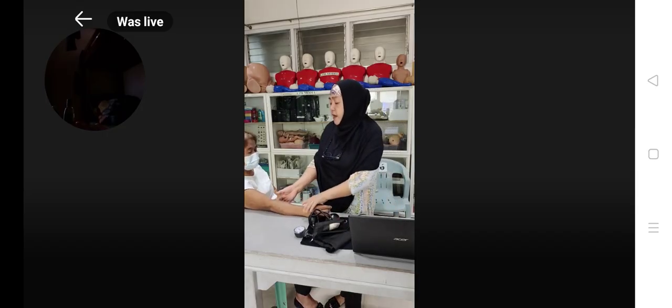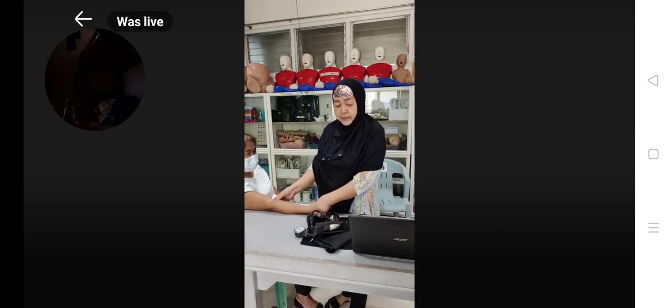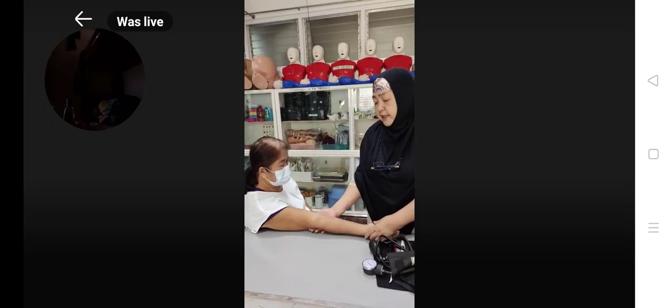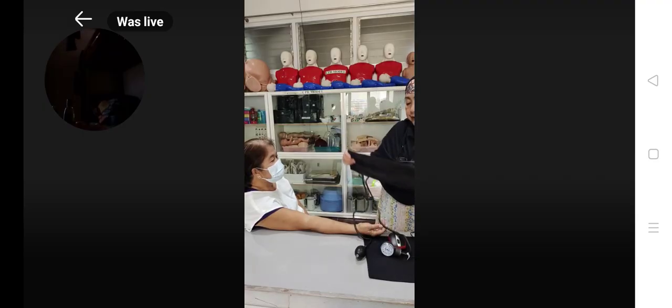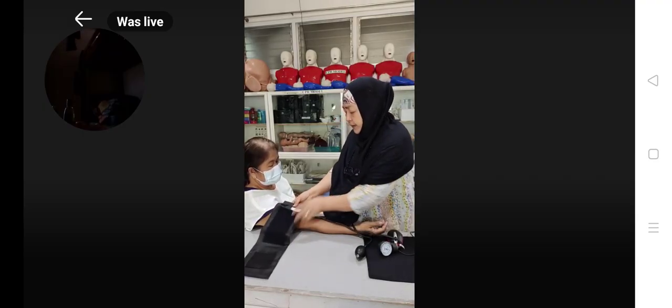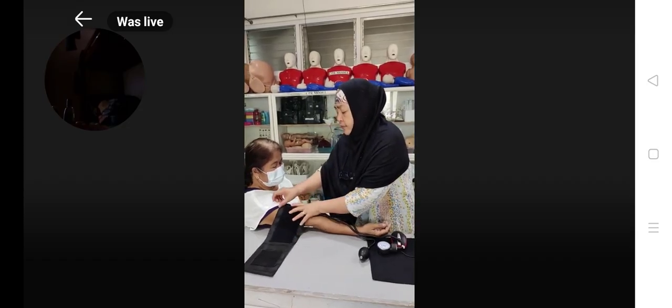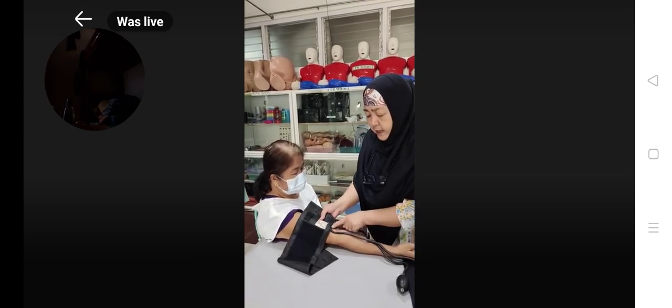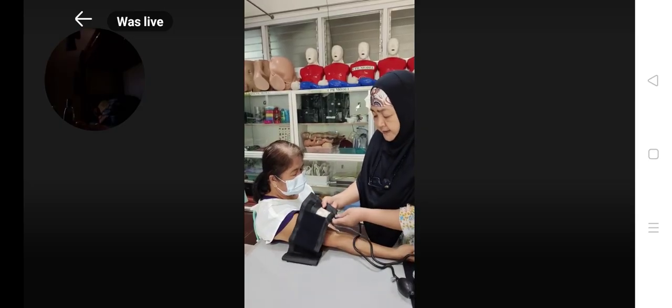Positioning the patient's arm at the heart level and extending it, with the elbow slightly flexed and the forearm supported at the heart level. Okay, so I'm going now to place the BP cuff on the arm of the patient, in which it should be occupying 2/3 of the arm of your patient. Okay? 2/3 of the arm. This is in the antecubital area, over the artery.